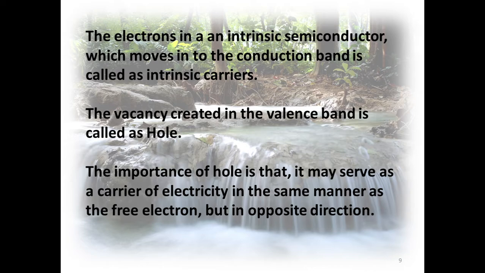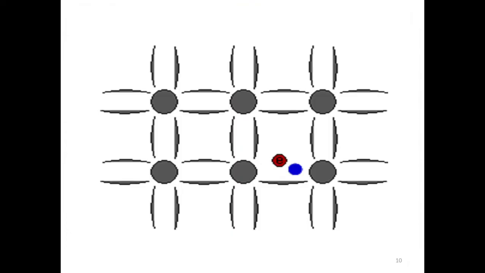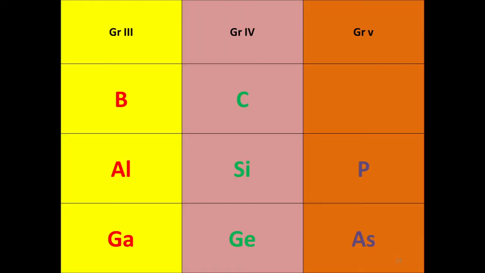The importance of holes is that a hole may serve as a carrier of electricity in the same manner as a free electron, but the motion is opposite in direction. So if you see here, the electron is moving from one place to another and generating the hole at another place. In this way, the electron is moving and the hole is moving in the direction opposite to the motion of the electron.